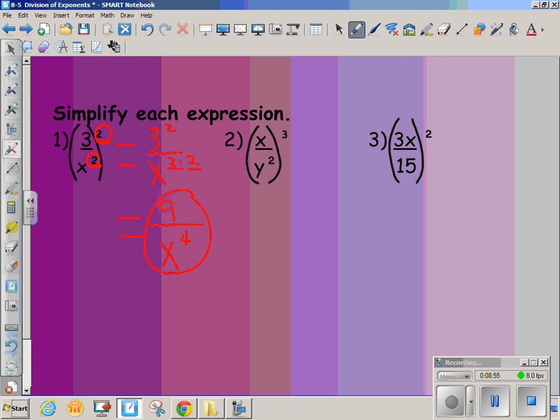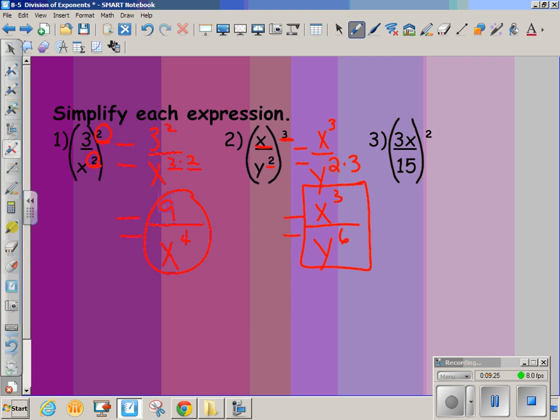Looking at number 2, I've got x raised to the 3rd power. So that's the first thing I'm going to do, just rewrite that so that I can see the exponent right there next to the variable. And then I've got y raised to the 2nd. Well, if it's a power to a power, then that means y raised to the 2 times 3. Please show that step. Final answer, x to the 3rd over y raised to the 6th power.